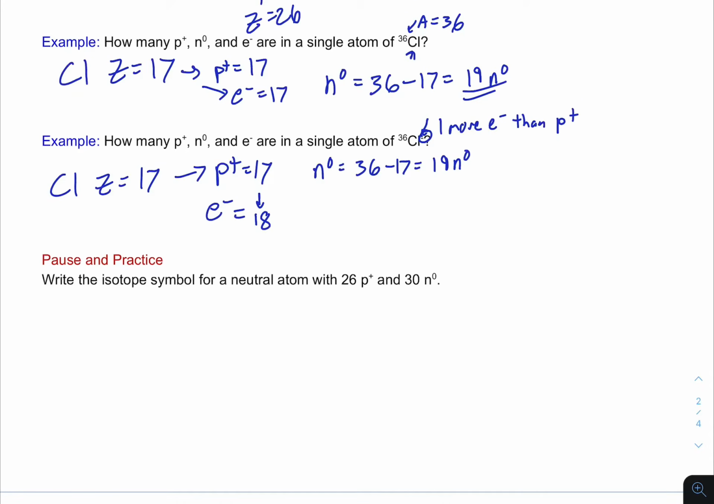So now that we've worked through some practice application here, what I'd like for you to do is pause and practice this. Pause the video and write the isotope symbol for a neutral atom that has 26 protons and 30 neutrons.